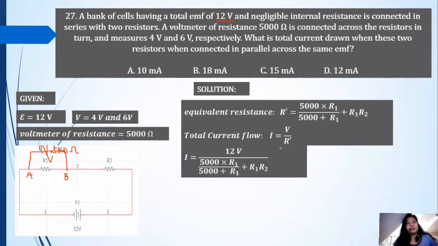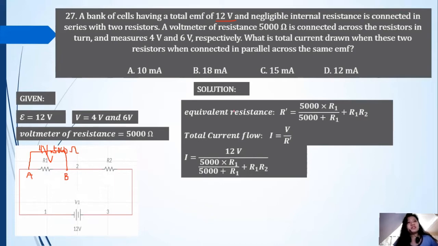Then we will solve this by substituting the values into our formula. Since we have here the V, voltage, that is our electromotive force, which is 12 volts, over our equivalent resistance, which is from this equation. So we have here 5,000 times R1 over 5,000 plus R2 plus R1 times R2.